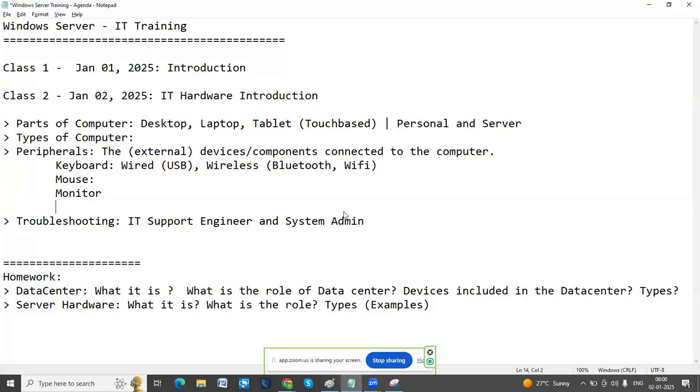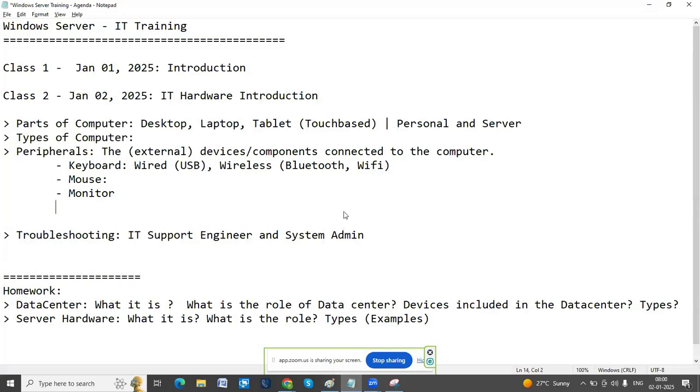We can connect a printer. Again, same monitor types, I told you: CRT monitors, LED monitors, LCD monitors. Printer. A printer is a personal printer or single printer. One more is the multifunction printer, shortly called MFP.